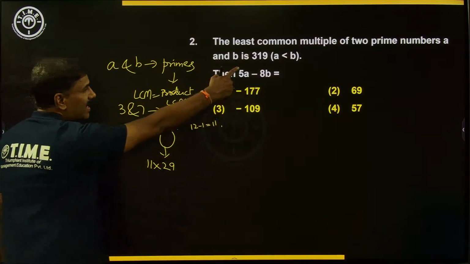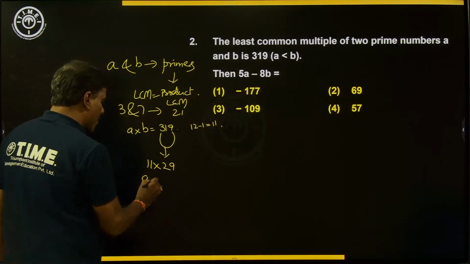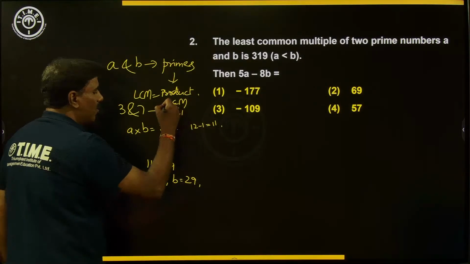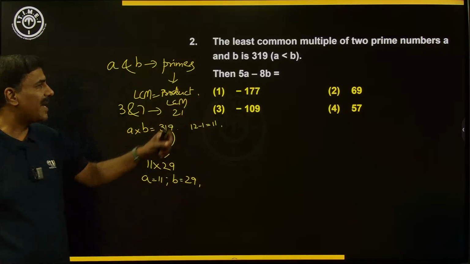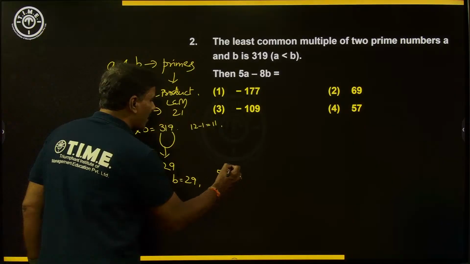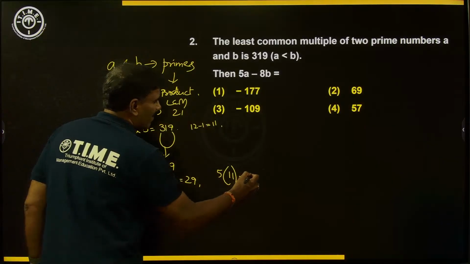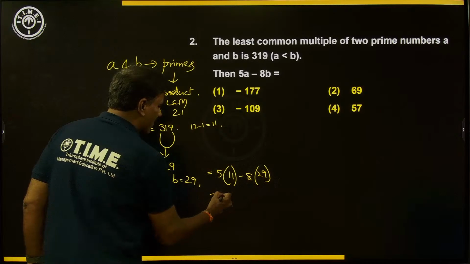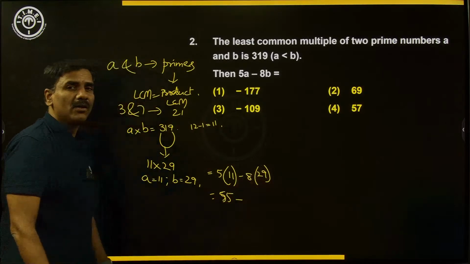As a is mentioned as less than b in the brackets, a should be 11 and b should be 29, right? What we have to find out is 5a minus 8b. So 5a will become 5 into 11, minus 8b will be 8 into 29, right? 5 11s is 55. Had it been 8 30s, it would have been 240.